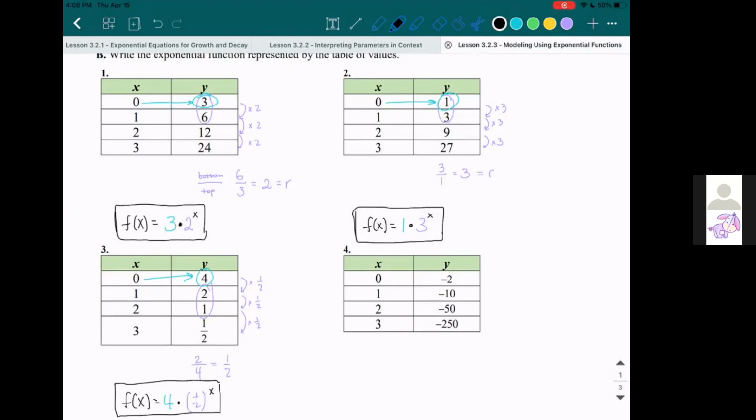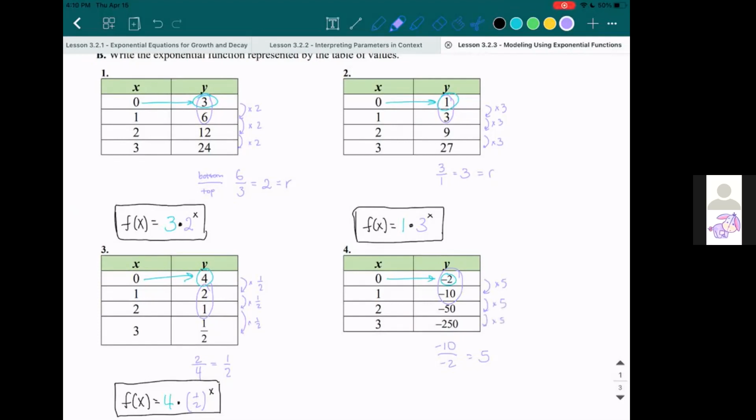All right, last one. Same process, even though there's negatives, it's okay. So let's try it out. The starting number next to 0, it's -2. This is your starting. Okay, what is our common ratio? Let's pretend you don't know it. Let's just pick two numbers that are next to each other and divide it. Bottom divided by top. Simplify. -10 divided by -2 is +5. So it looks like every single time we are multiplying by 5.